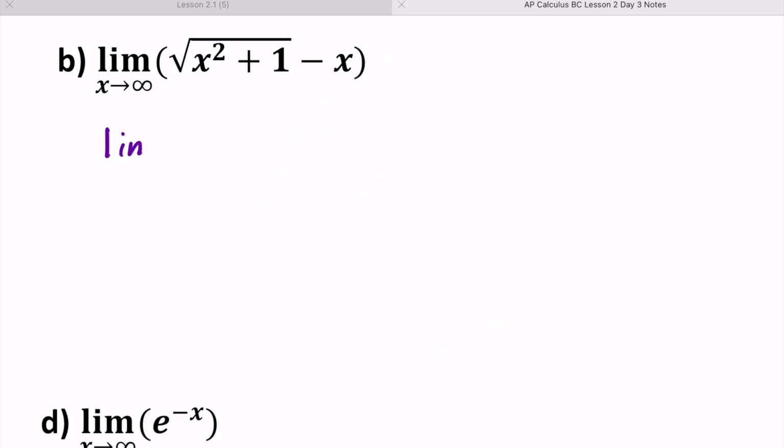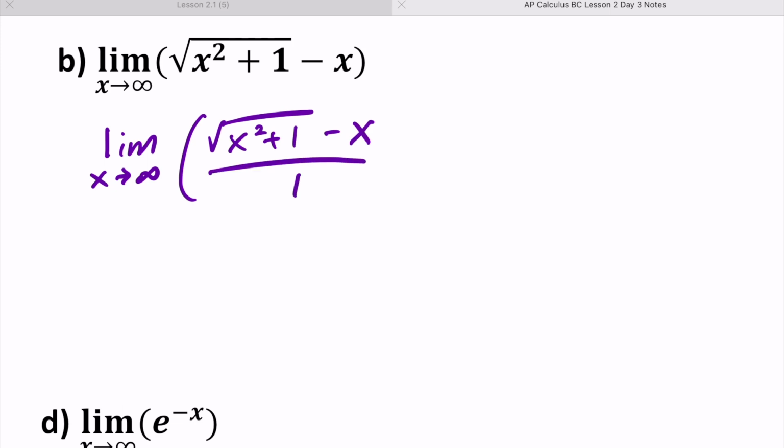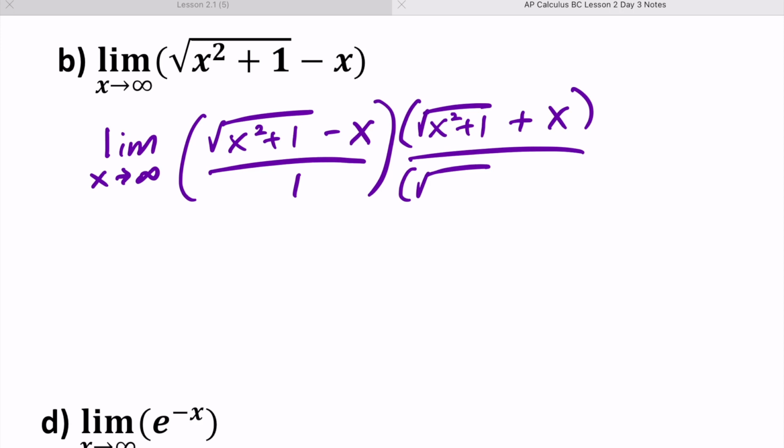So even though this is not a rational function to begin with, you could make it look like a rational function by writing it over 1. And then you could still multiply by the conjugate of the numerator to rationalize exactly that. Okay, so in doing so, let's see what happens.